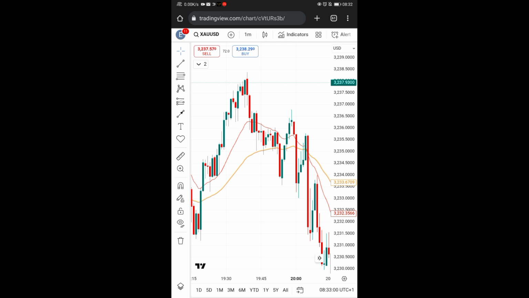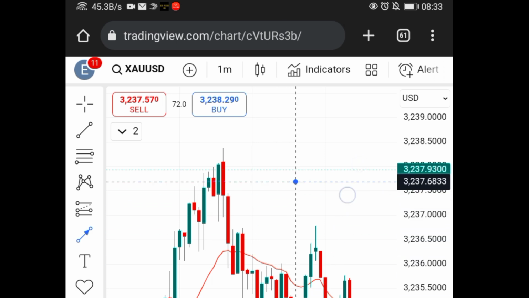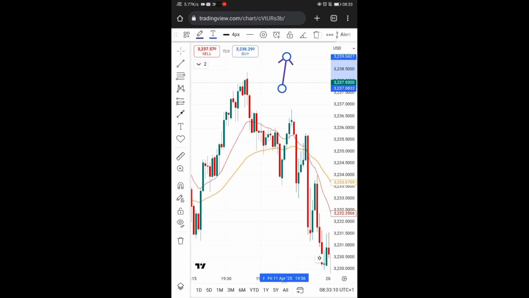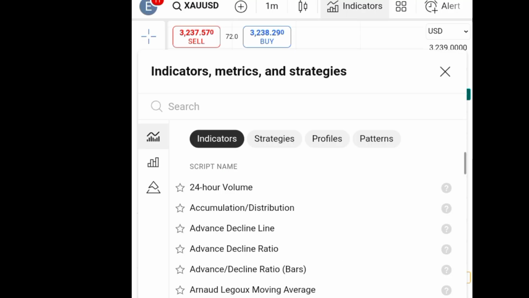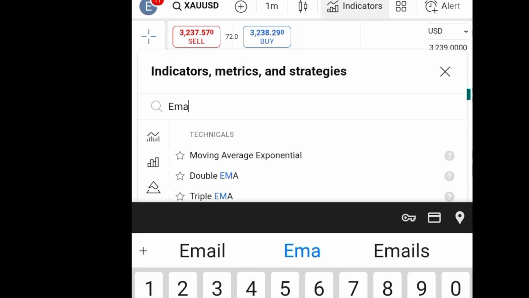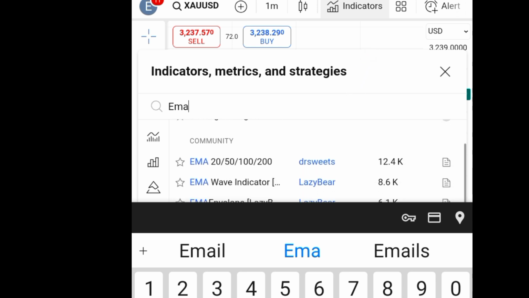So how are we going to add our indicator? We have to go to our moving average. We have to click on this, this is our indicator right here. Once we click on it, an interface will open. Once the interface opens, we type EMA. Once we type EMA, different EMAs will pop up, but the one we are going to choose is EMA 20, 50, 100, 200 by DA Swift.